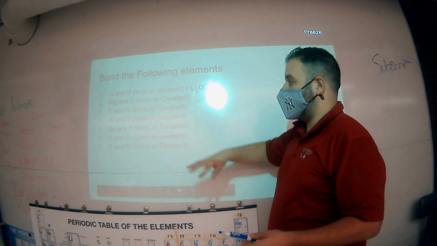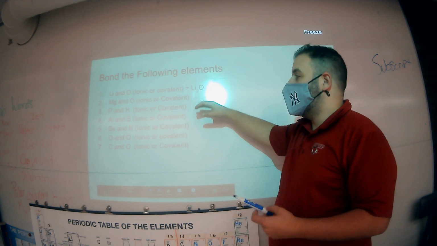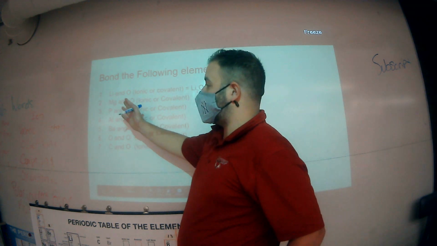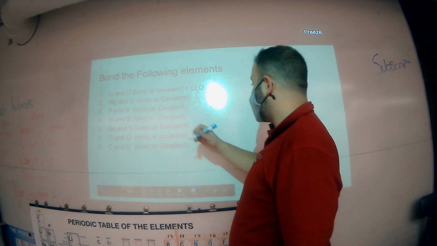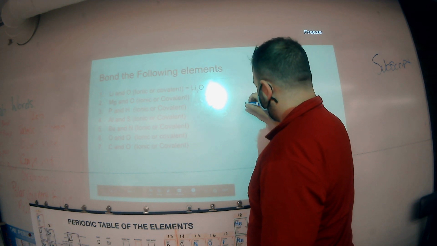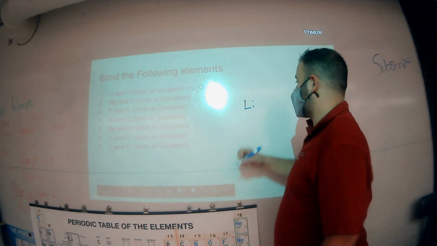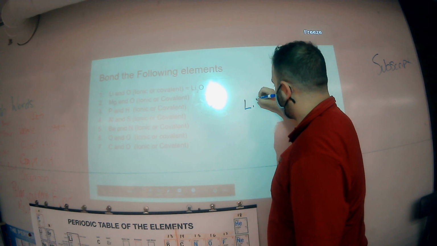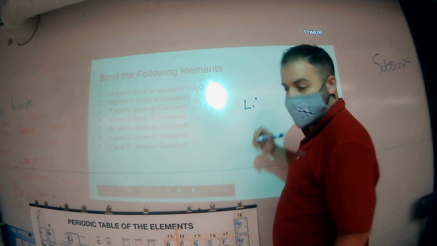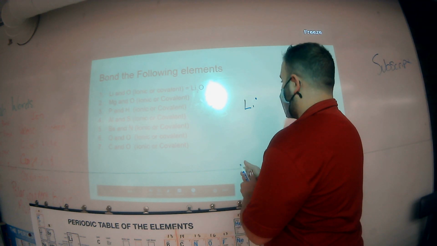So in order to bond these, you had to look at your first two slides, your blue slide and your purple slide. Looking at your blue slide, you need to figure out how many valence electrons lithium and oxygen have. Think to yourself right now as I'm writing this, how many valence electrons does lithium have? Lithium has one valence electron. This is the Lewis dot structure. Oxygen has six valence electrons. Here's oxygen in the red.